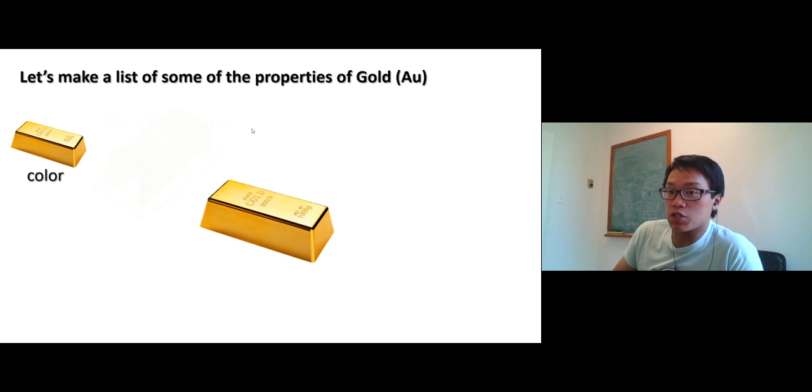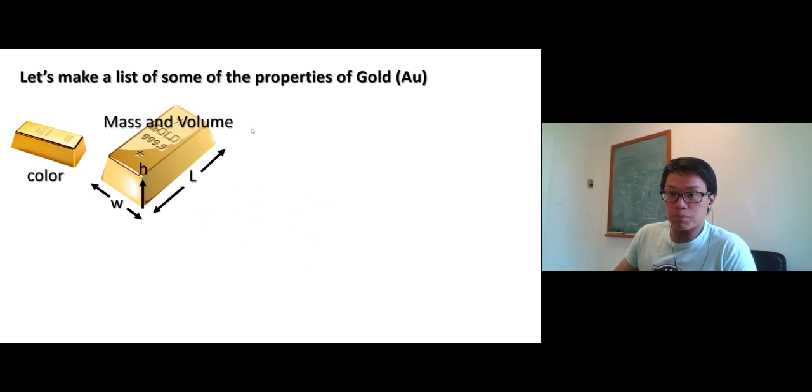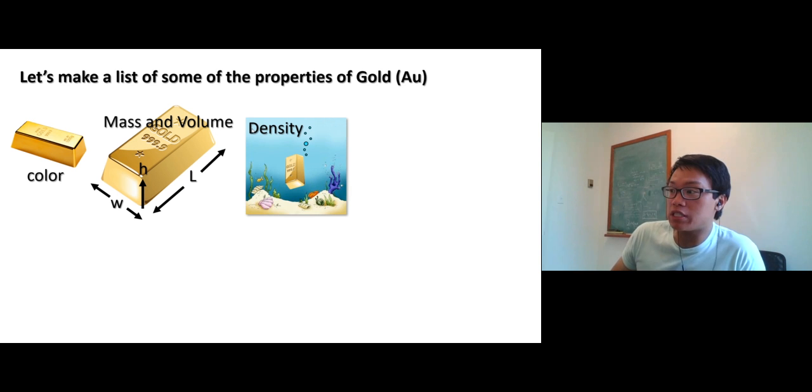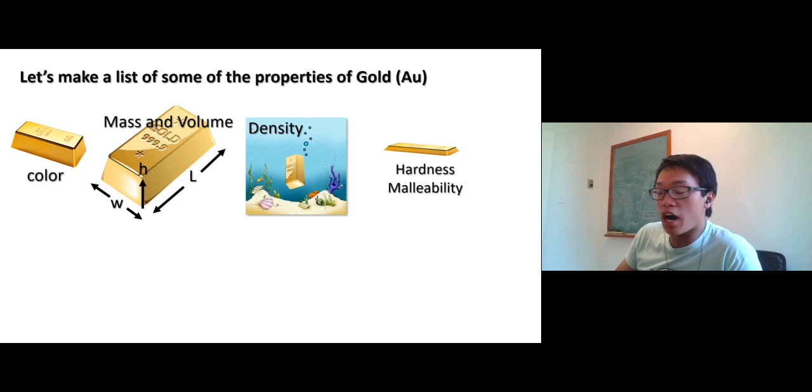Gold is matter, of course, so it has mass and has volume. Right? It has density, which is denser than water, so it sinks in water. It is malleable, and has hardness. Gold is not as hard. You can change its shape and bend it without cracking it or breaking it.